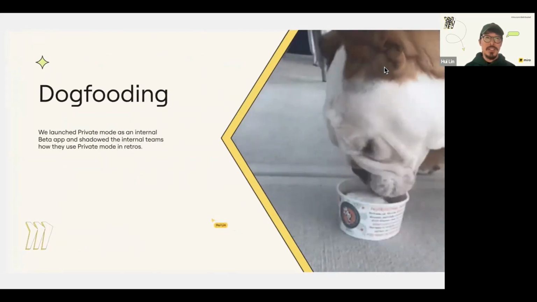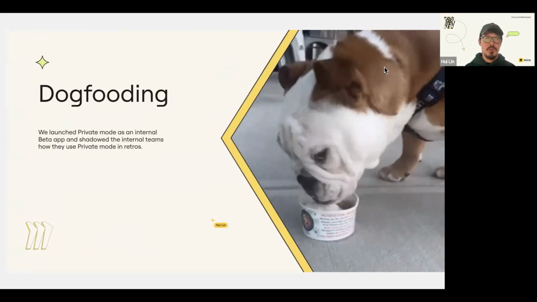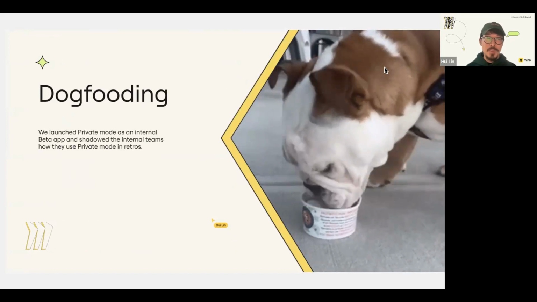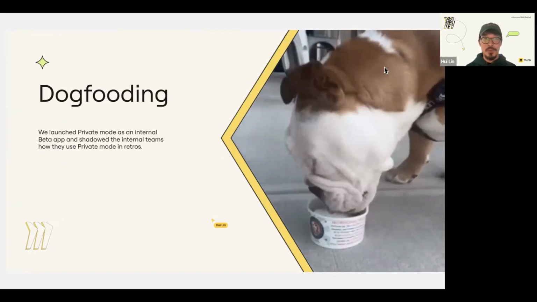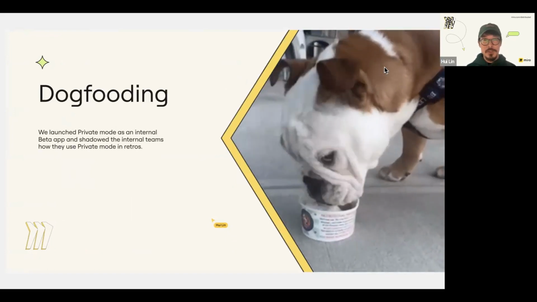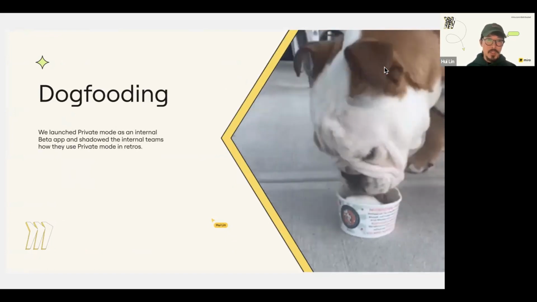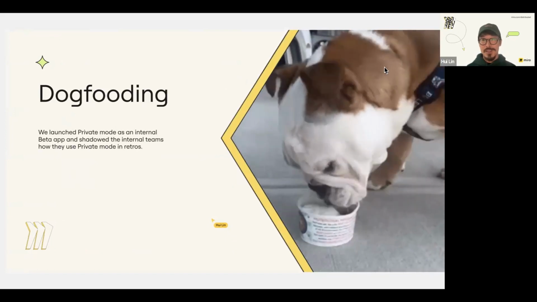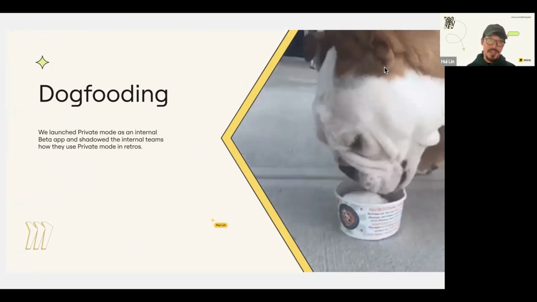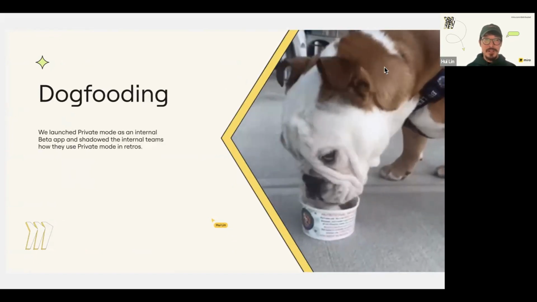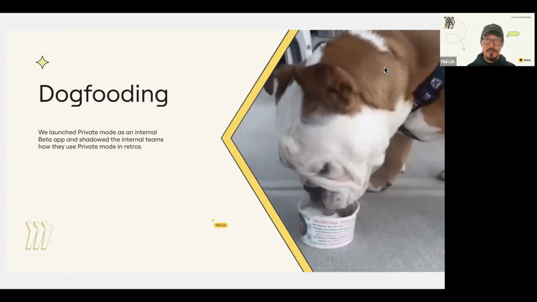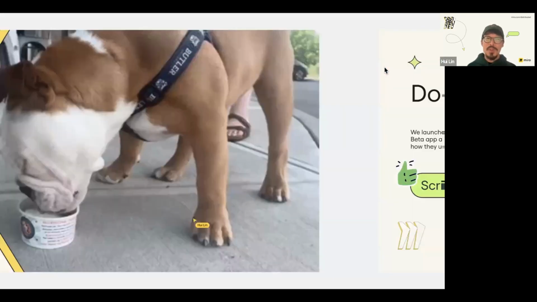After the ideation, we of course had several rounds of validation. What I found most interesting at Miro is that we do a lot of dogfooding. After the team built the beta feature, we directly launched it internally to our teams. As you know, most of our colleagues are end users of our product as well. So it's very nice that we shared it with the internal teams and saw how they used private mode in their retrospectives. And from that, we learned a lot.